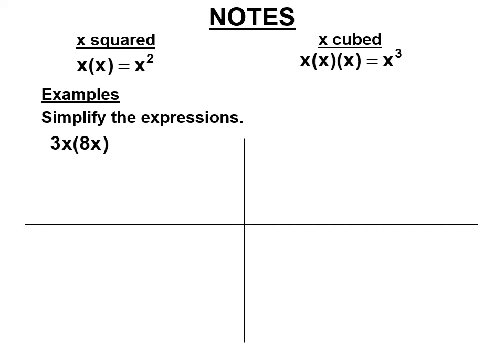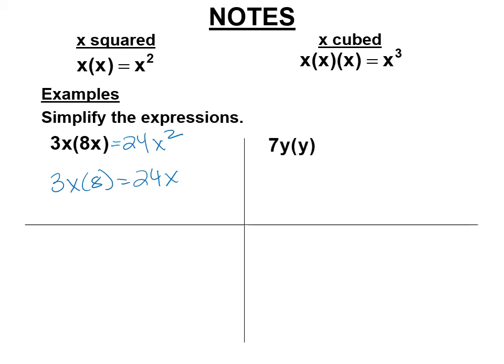X times x is x squared. X times x times x is x cubed. So let's see this. 3 times 8 is 24. X times x is x squared. So now let's do this right underneath it. Right, if you have 3x times 8, that's 24x. But 3x times 8x is 24x squared. X times x is x squared.